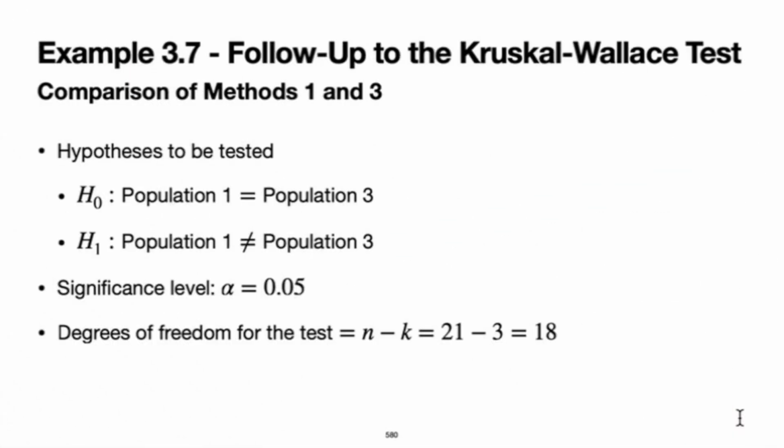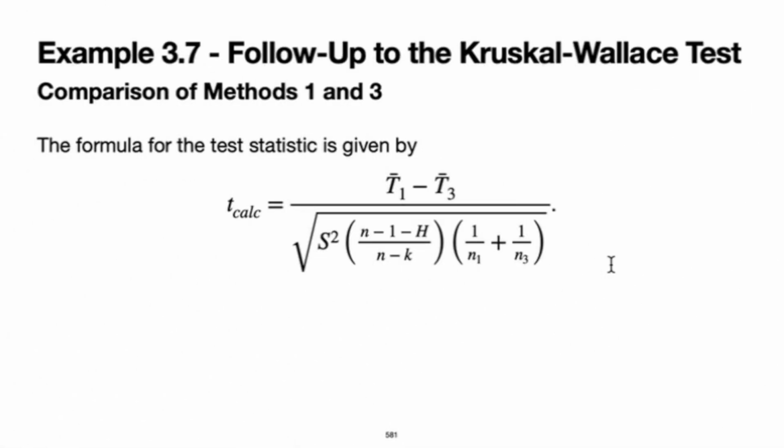Okay, the next comparison is to compare methods 1 and 3. All right, and so the null hypothesis is that population 1 is equal to population 3 against the alternative that population 1 is not equal to population 3. Again, we're going to perform this test at the 0.05 level of significance, and it's an 18 degree of freedom test. All right, I like to make sure that I write down the formula for the test statistic just to make sure I plug in the correct values.